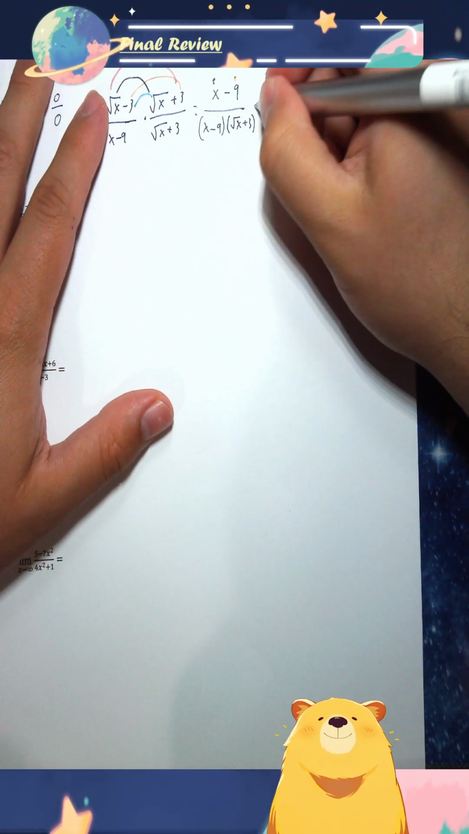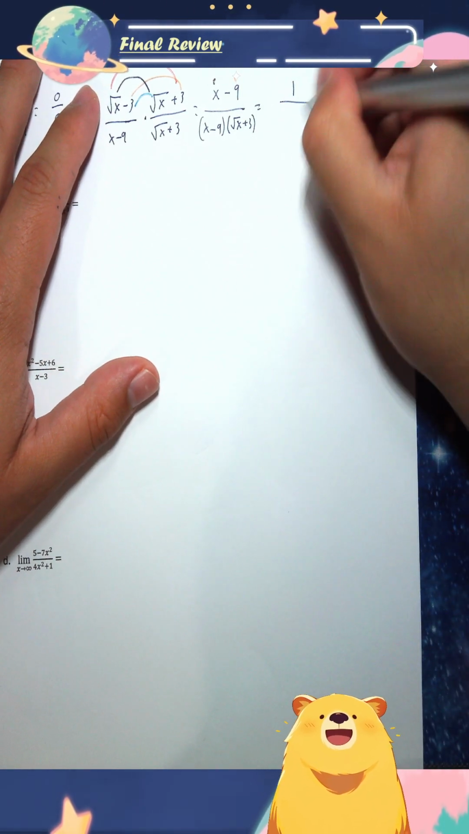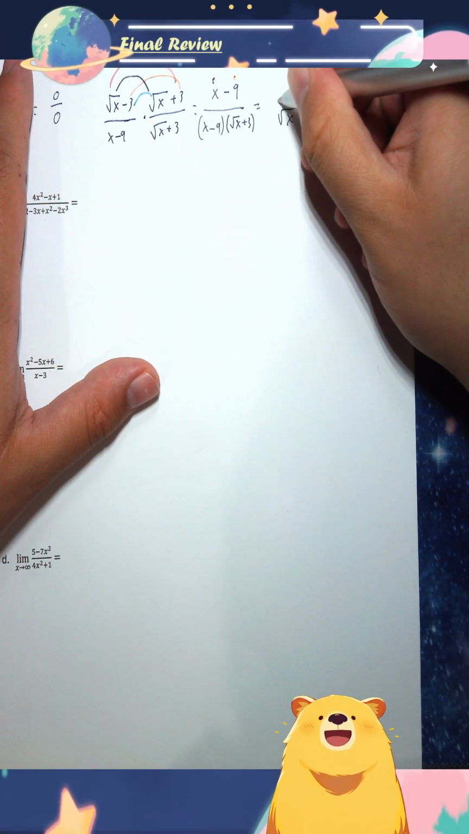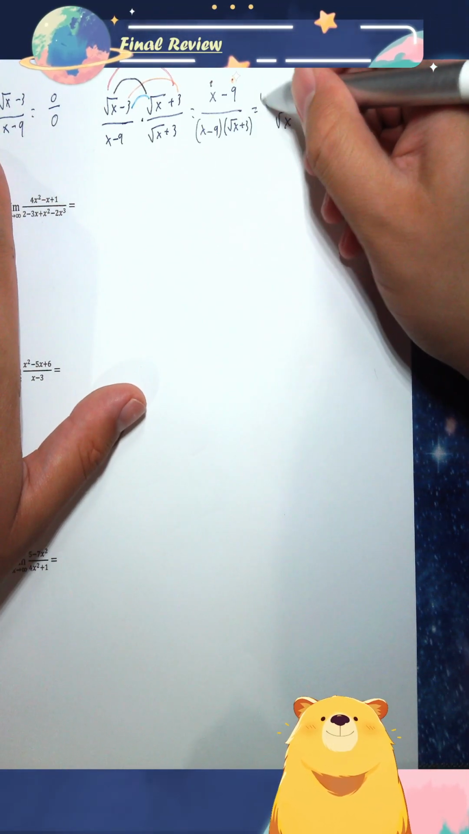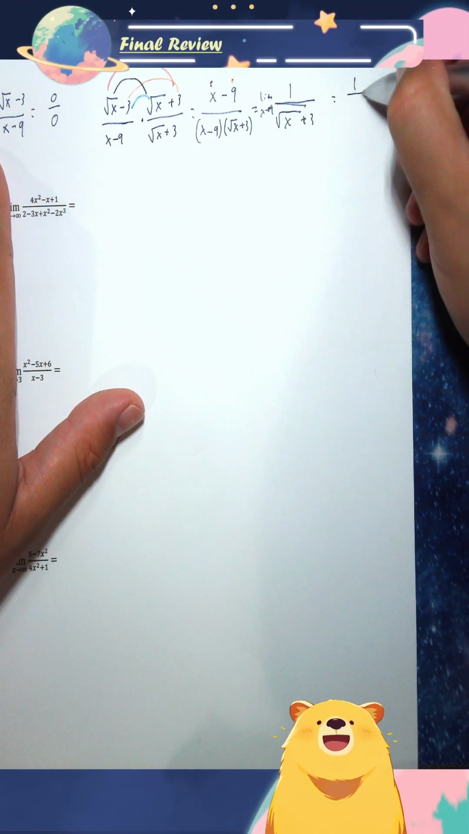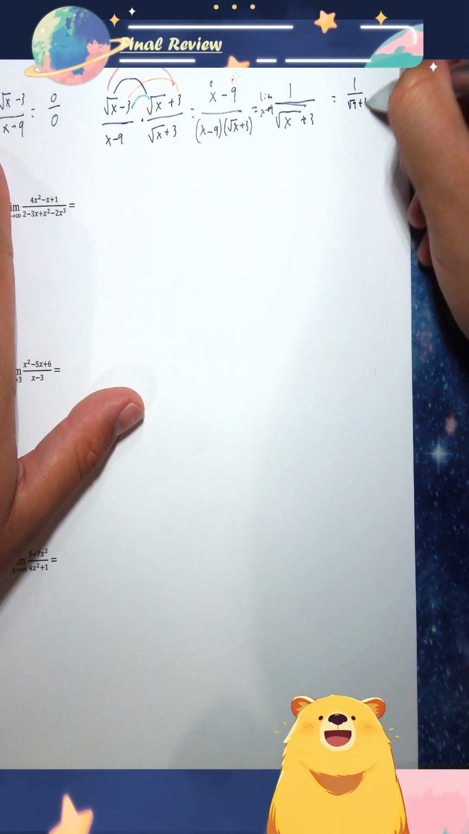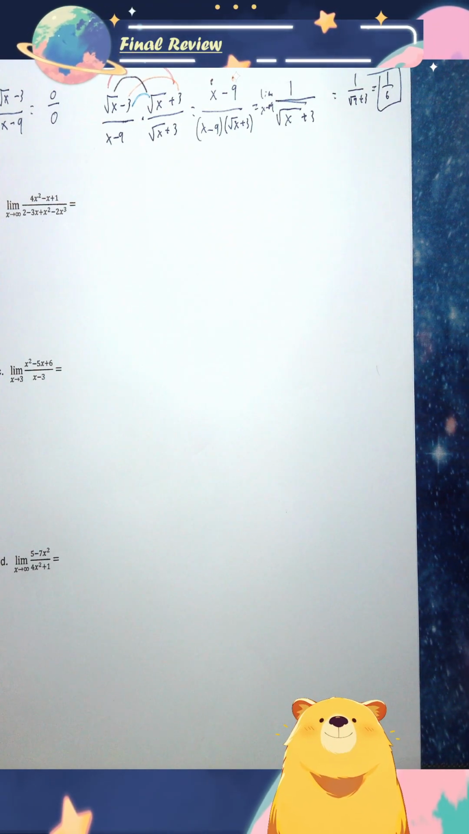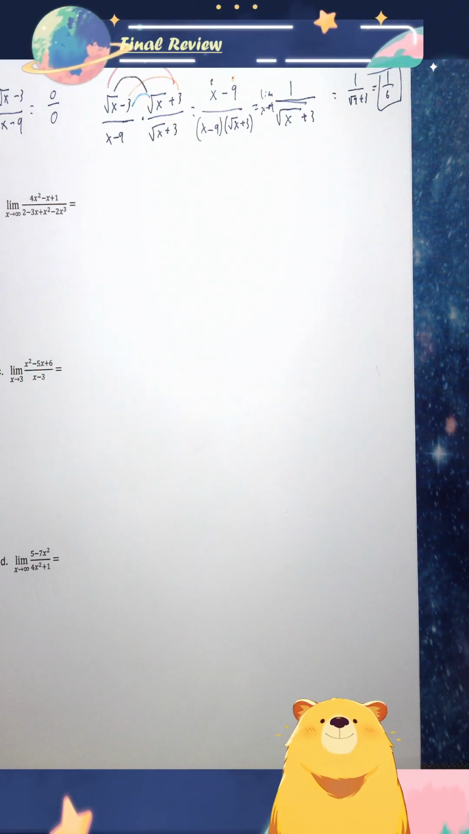Alright, we can simplify top and the bottom by taking out the x minus 9, so we get 1 over square root of x plus 3. Now we take the limit as x goes to 9. We know that's going to be 1 over square root of 9 plus 3, and it's going to be 1 over 6. Okay. Alright. Let's keep it moving.